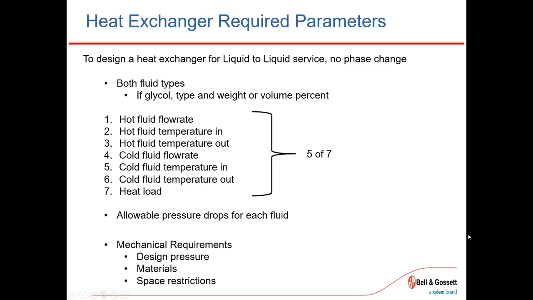So first, we have to just confirm the fluid type. We have to make sure that we have the correct type, temperatures, the volume is correct, the ratios. When making a selection, the software will fill in the blanks. We call it floating. You can float different variables if you're unsure of what some variables may be, but we do need 5 of these 7 items. That's your hot fluid flow rate, temperatures in and out, cold fluid flow rate, temperatures in and out, and then your heat load. So you can float them depending on what your priorities are.